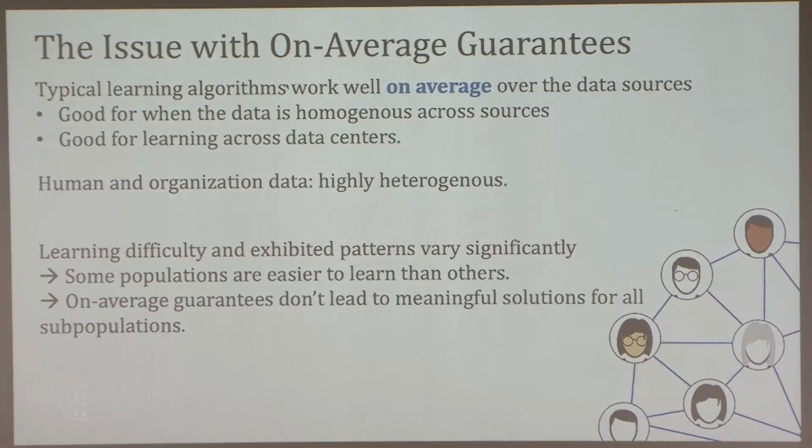In this picture, on-average guarantees are problematic because, in some sense, each pattern of data can be very different, and learning difficulty varies based on the learning task and based on the population you're trying to deal with. Some populations might be easier, some harder, and this is not known a priori, because the ease and difficulty of a learning task very much depends on what other learning task you're trying to perform. So on-average guarantees don't work well in this setting.